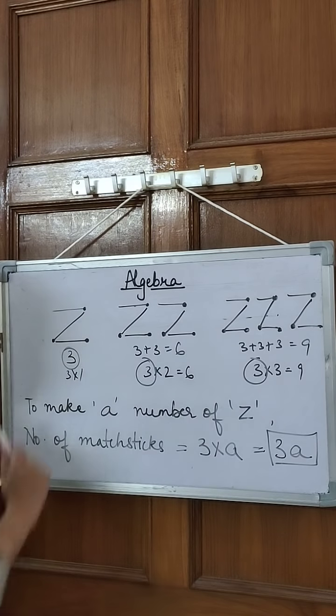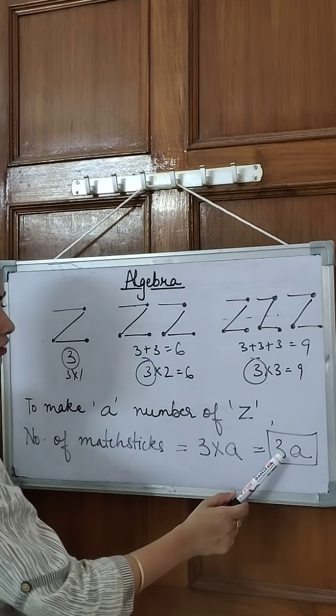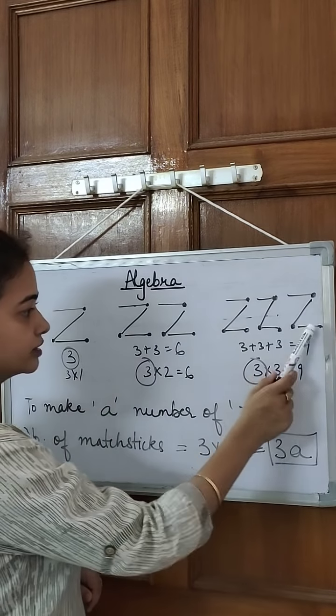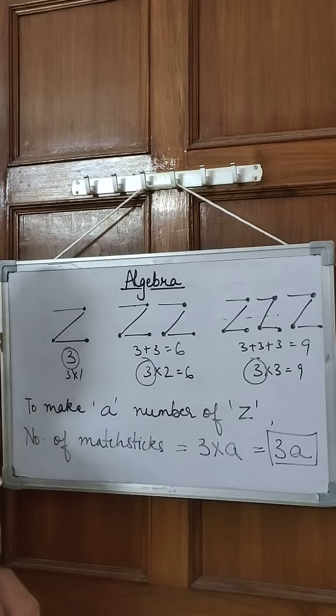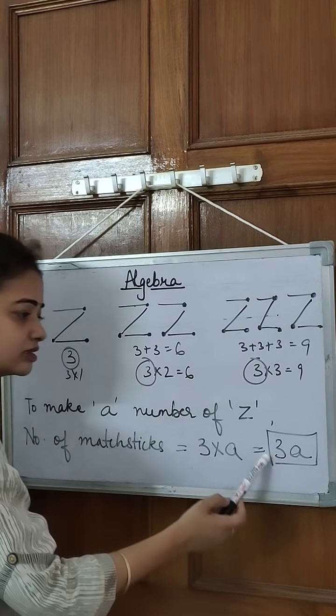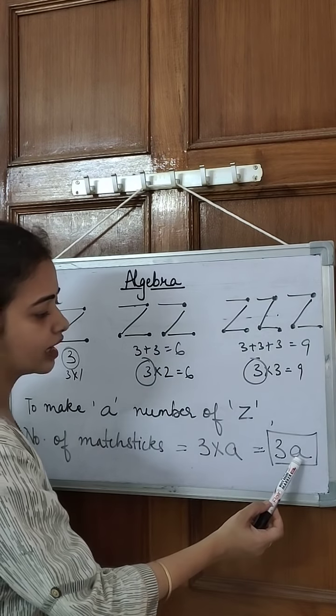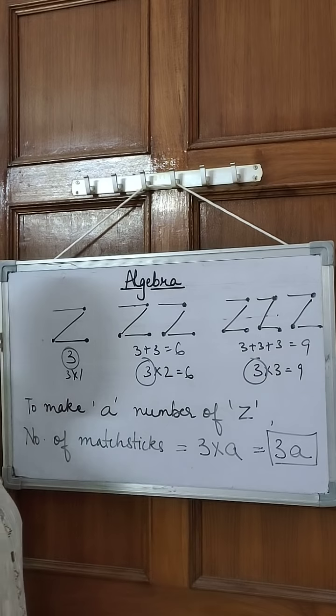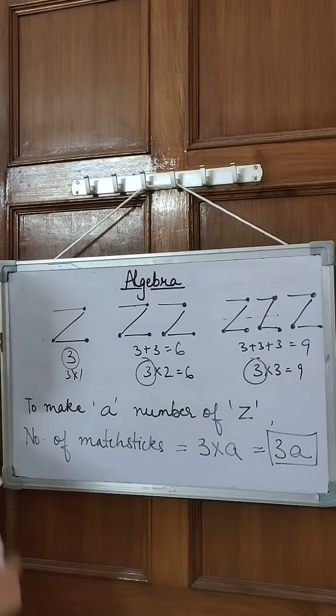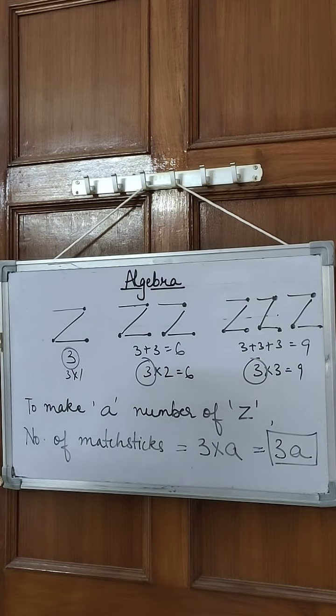So if I want 1z, I will write 3 into 1. I want 2z, I will write 3 into 2. I want 3z, I will write 3 into 3, and I will get the number of matchsticks required. So what is this representing? This is representing a general pattern. We put any value here, any number of z's, and we can get the number of matchsticks. Now this is a very easy pattern.